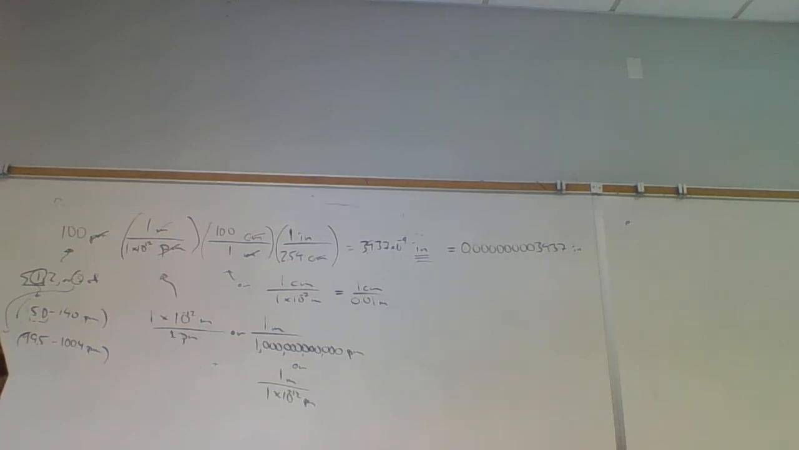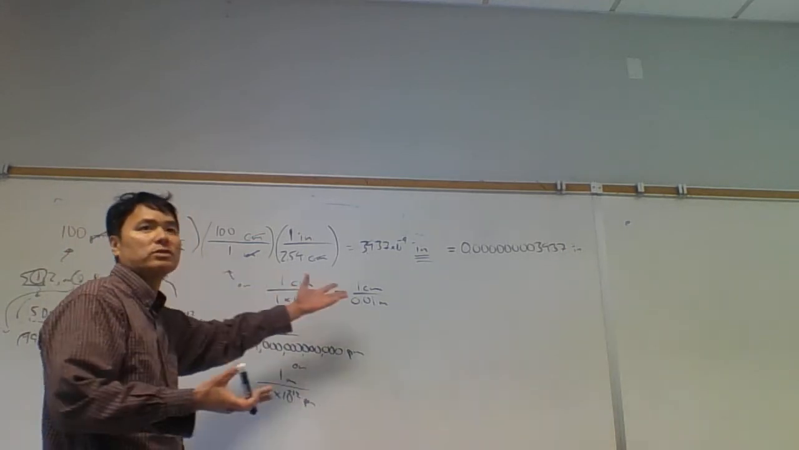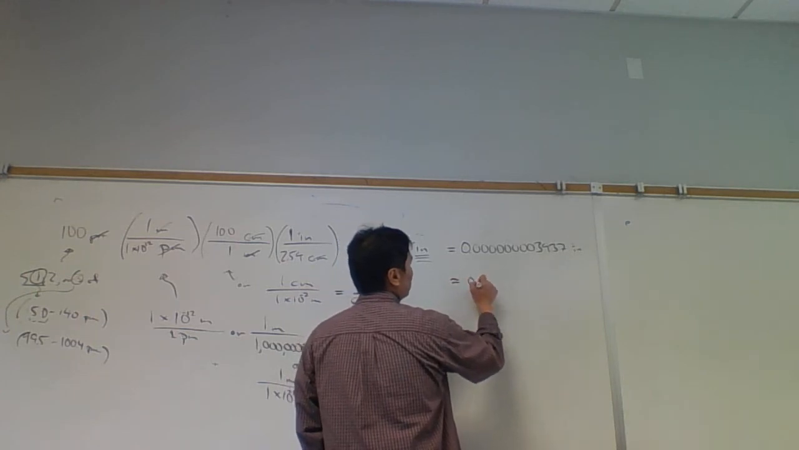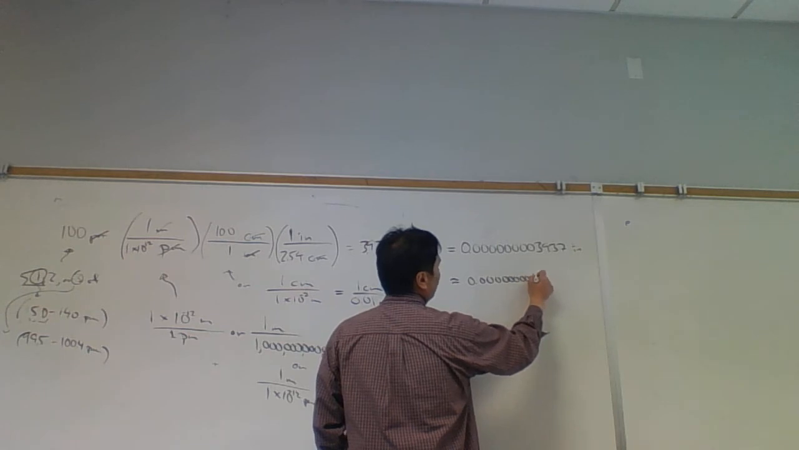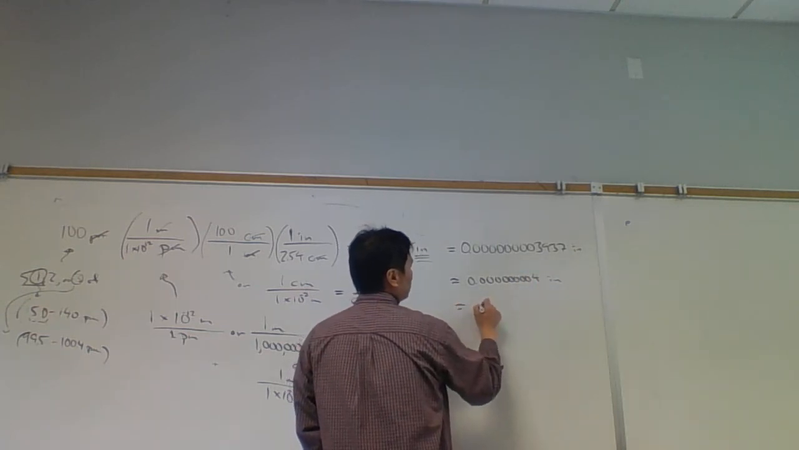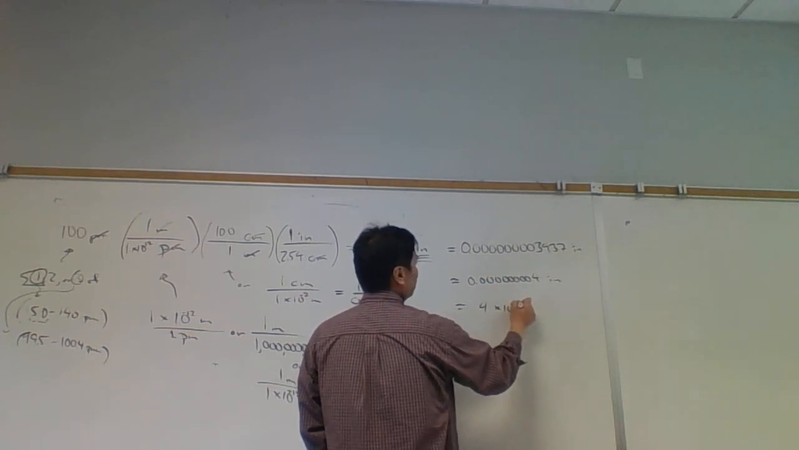Are we allowed this many sig figs? No, officially, how many sig figs are we allowed? Well, it depends. If I call this 1 sig fig, then we're only allowed 1 sig fig in our answer, which is going to be approximately 0.000000004 inches. So this is going to be equal to 4 times 10 to the minus 9 inches.